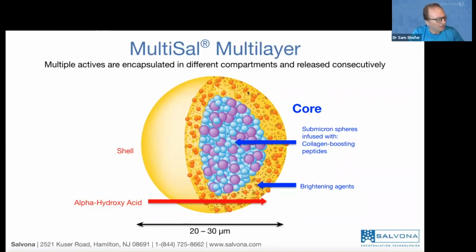So the shell is encapsulated with, in this case, alpha-hydroxy acid, and that helps to exfoliate the skin, and it also helps to moisturize, to retain water. Why is it so important? Because only when the cells are fully hydrated can they absorb the ingredients and respond to the ingredients. Then inside, we have two types of salt sphere.